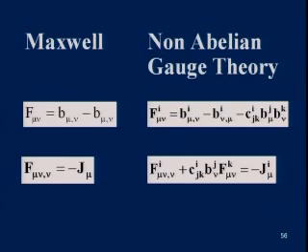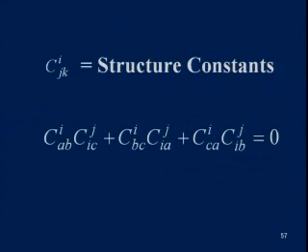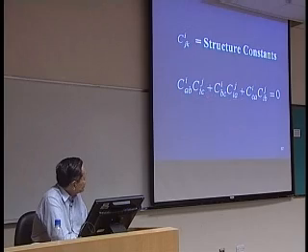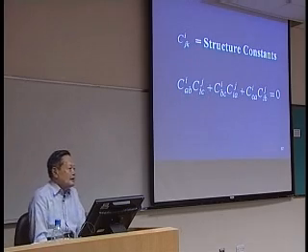And here you have quadratic equations because of that commutator that I had shown before. And what are these Cijks? Cijk is the so-called structure constant. It characterizes a group, and the Cijk satisfies this algebraic equation. This equation is sometimes called the Jacobi equation.